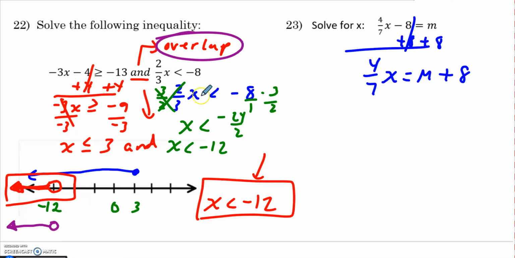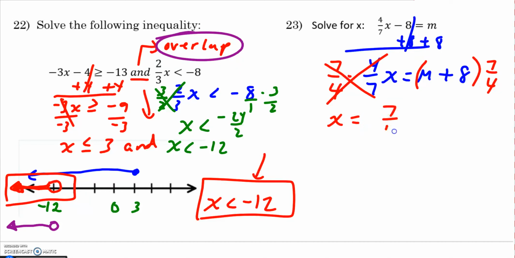Just like 22, we have a fraction multiplying x. So this is another situation where the reciprocal applies, because we are technically dividing by 4/7 or multiplying by the reciprocal. If I want to multiply this entire side by the reciprocal, I need parentheses so that it multiplies what was already there. 7's cross out, 4's cross out, x equals, I'm going to go ahead and bring that 7/4 in the front, so 7/4 times m plus 8.